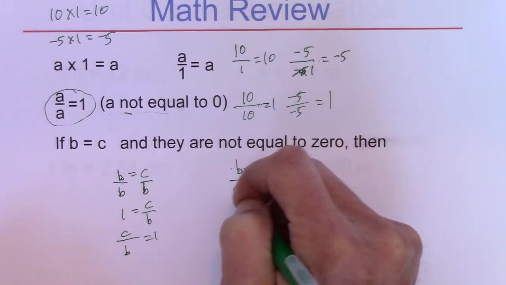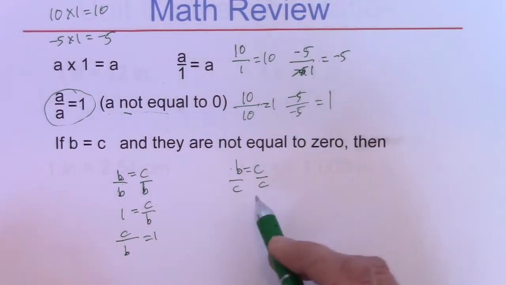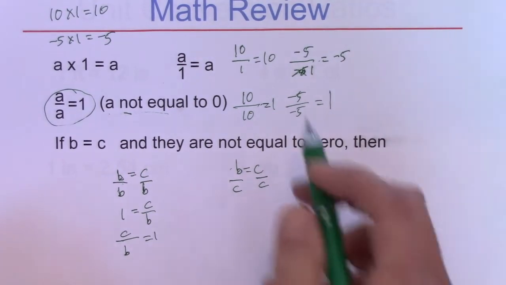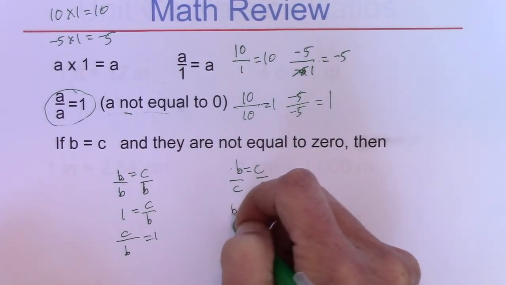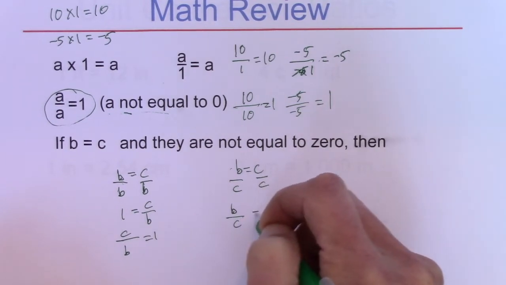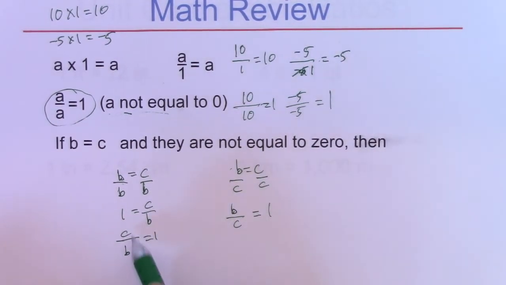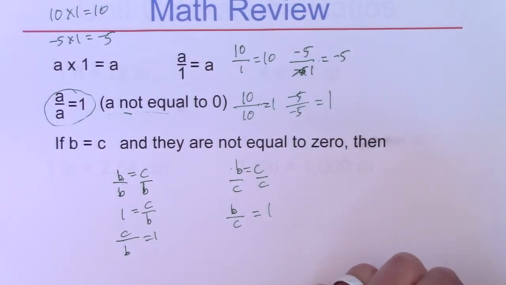Similarly, if we write b equals c, we can divide both sides by c. So b over c equals c over c. They're still equal. And because c over c is equal to 1, then we know that b over c is equal to 1. So c over b equals 1, and b over c equals 1. That may sound kind of trivial, but actually it will be very important in just a moment.